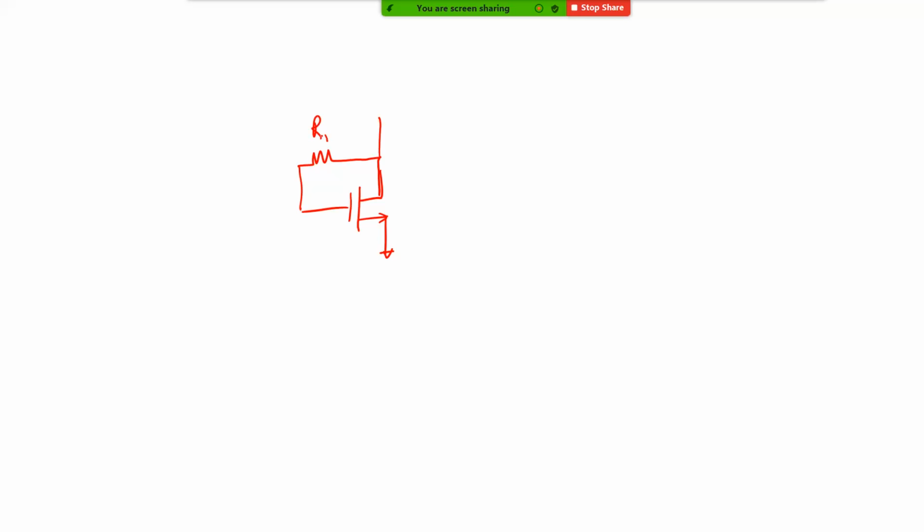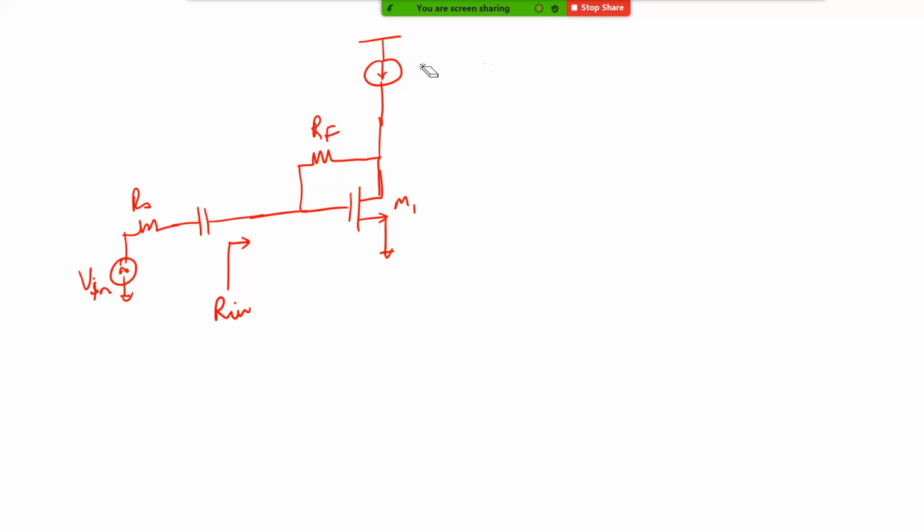Let's say this is a feedback resistor RF. Say this is the transistor M1. Let's say you have Vin and RS, and let's put in a DC blocking capacitor. Let's try to find out what the input impedance is here. Let's say you have a current source to bias this. Now the current source can be implemented as a PMOS transistor which has a fixed bias.